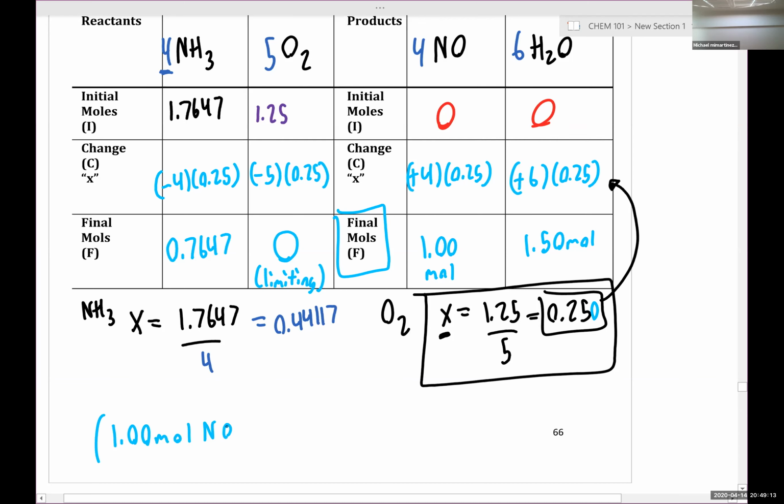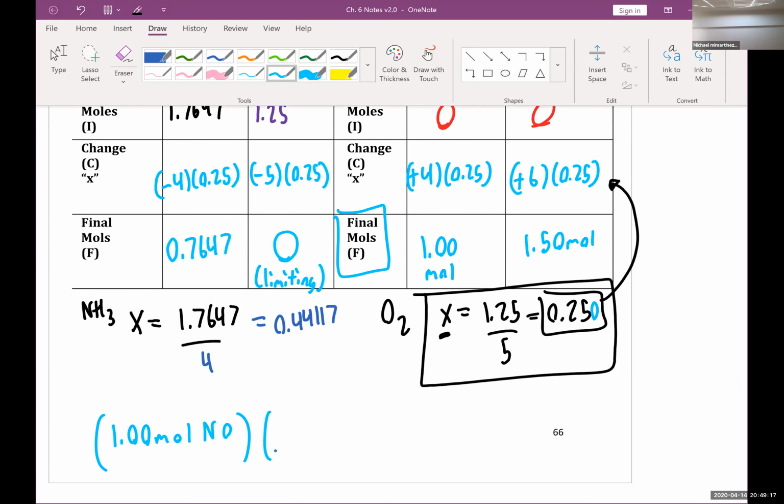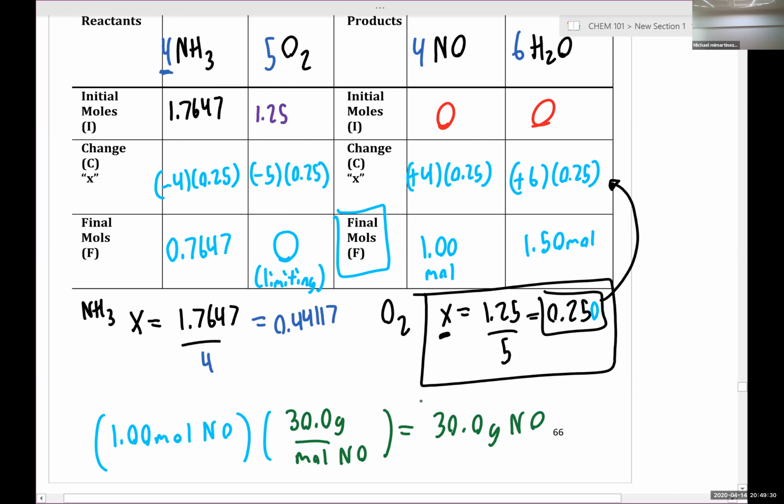Okay, wonderful. So now that we have our moles of nitrogen monoxide, we'll plug in 1.0 moles of nitrogen monoxide times the molar mass of nitrogen monoxide, which is 30.0 grams per mole, and that gives us 30.0 grams of nitrogen monoxide. So if we take 1.7647 minus this number here, we get 0.7647.